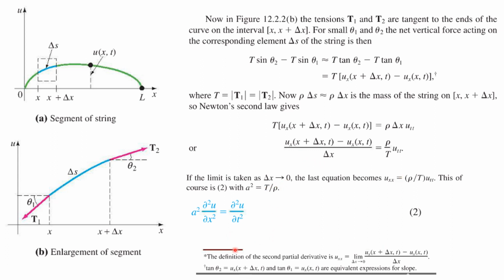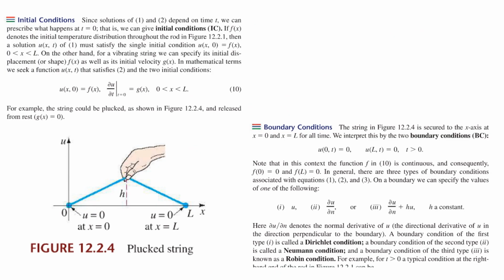I put that on the other side. And so this is a squared. The second partial of u with respect to x is equal to the second partial of u with respect to t. Now notice this is very different than what we had with the heat equation, because the heat equation was the first derivative with respect to t is equal to this second partial derivative with respect to u.